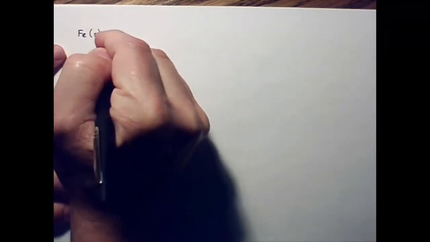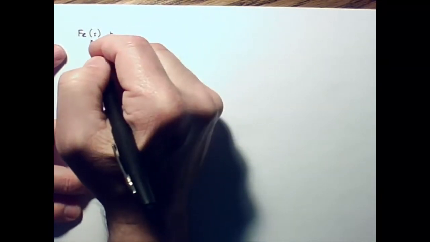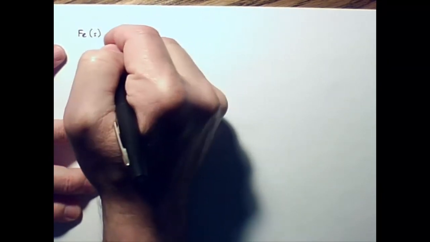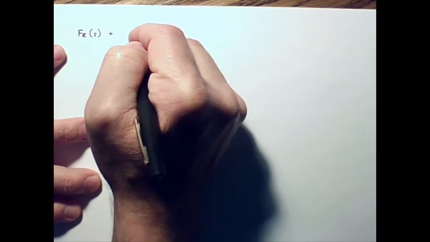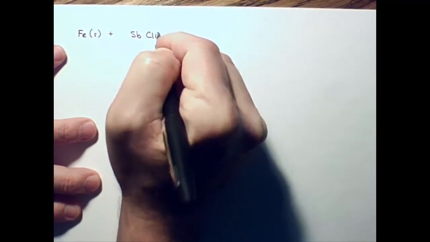All right, so we had iron. And iron is a metal, and all metals that are by themselves except for mercury are going to be solids. Putting that in a solution that has antimony 3 chlorate. Antimony is Sb. Chlorate is ClO3.